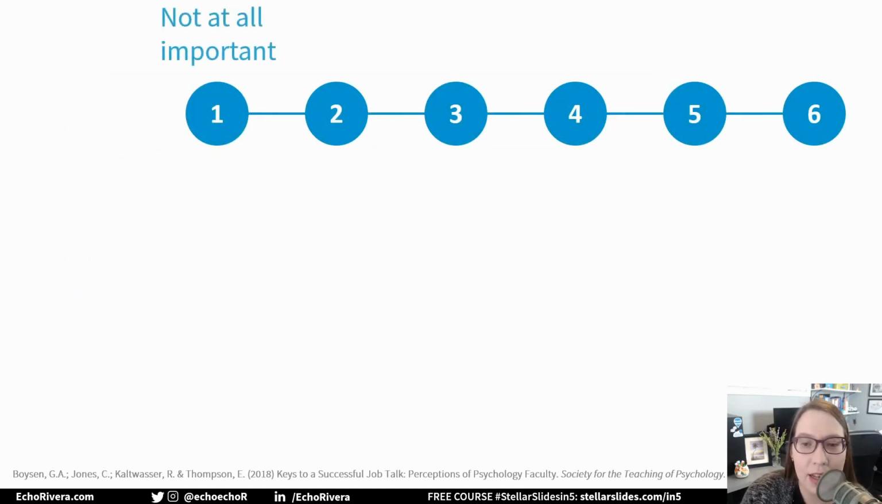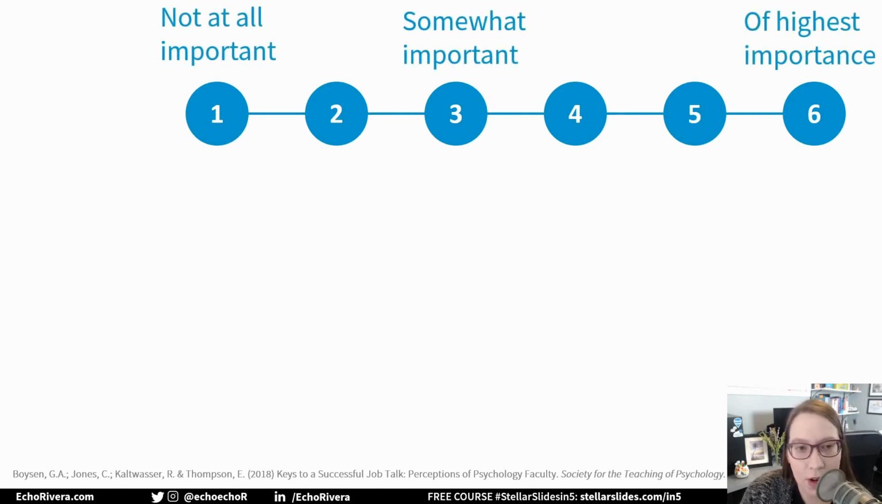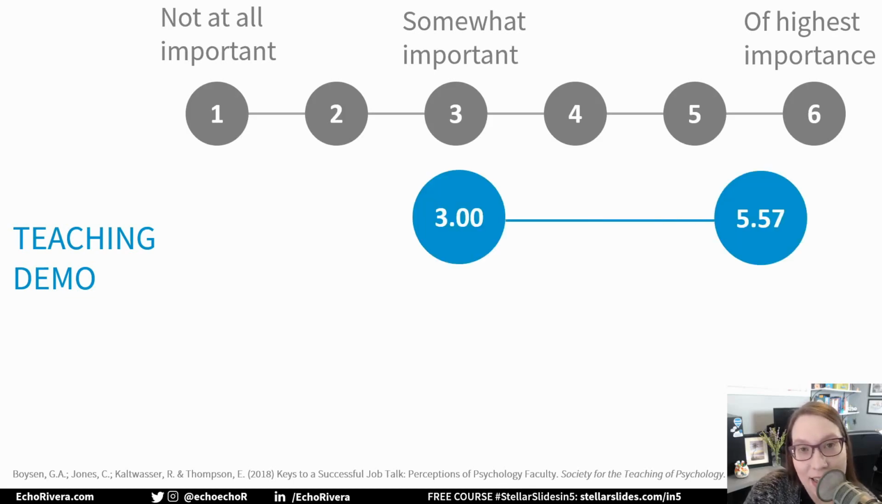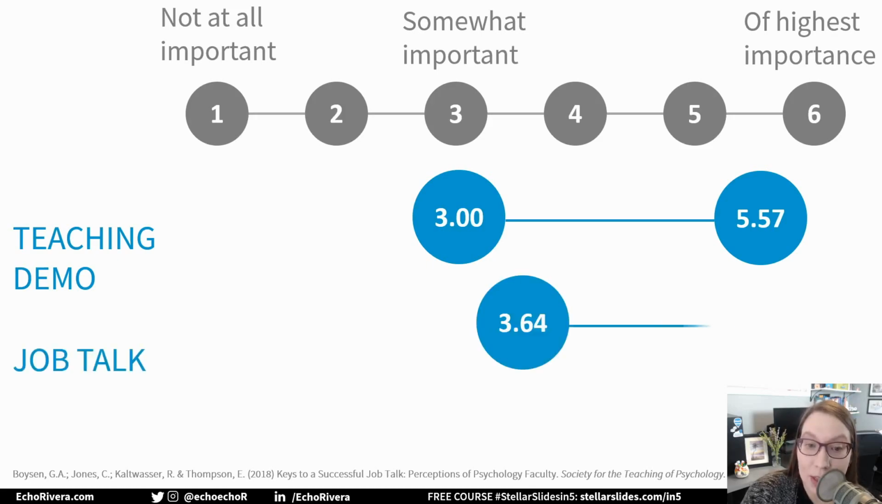I'll share some of those highlights with you. So again, here's their scale. It goes from 1 to 6. And for reference, 1 was not at all important, 3 was somewhat important, and then 6 was of highest importance. And the fascinating thing is that for teaching demos, the lowest average across all factors was 3, and the highest was 5.57. Now for job talks, the lowest was 3.64 and the highest was 5.21.